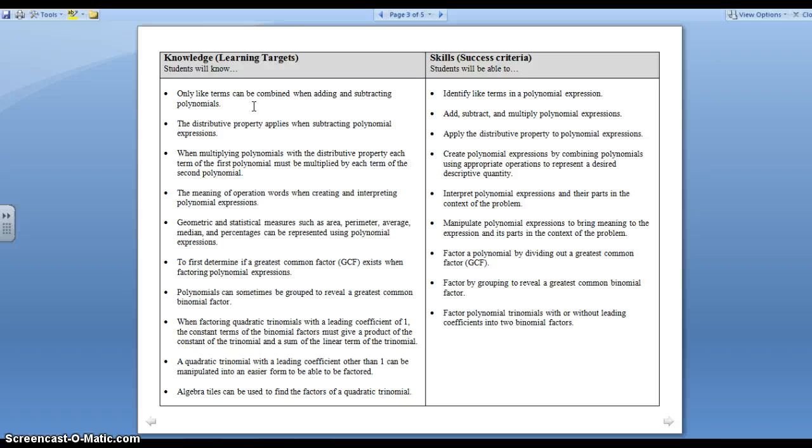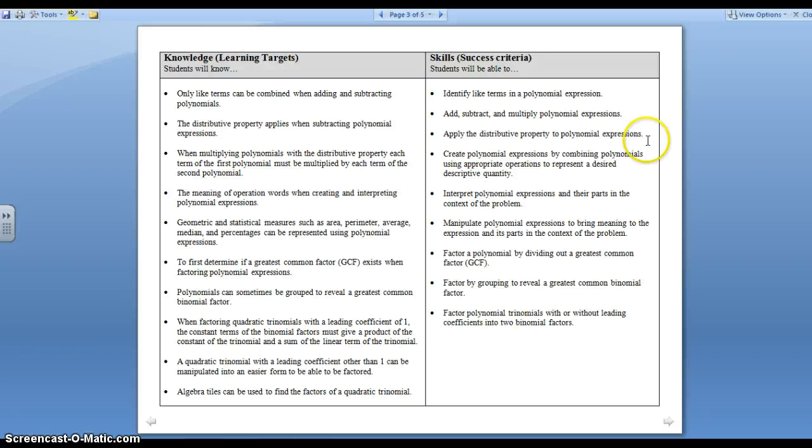Other knowledge may not be as easily acquired for students within the unit. For example, the learning target that students will know a quadratic trinomial with a leading coefficient other than 1 can be manipulated into an easier form to be able to be factored, may require several days of application and practice for students to attain. This knowledge also implies that students not only understand that the algebraic manipulation is possible, but how to perform such manipulation as well.